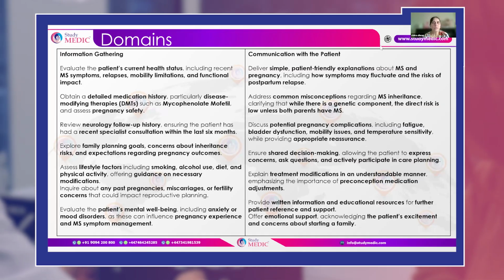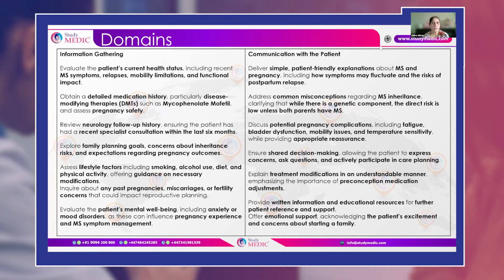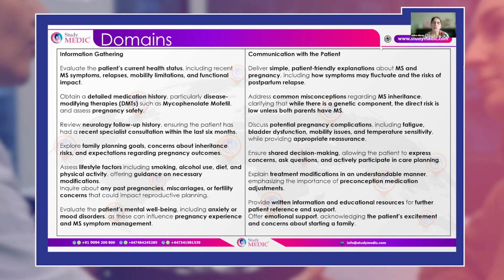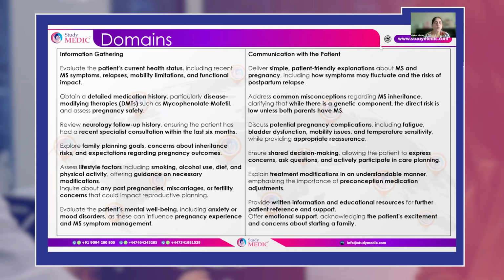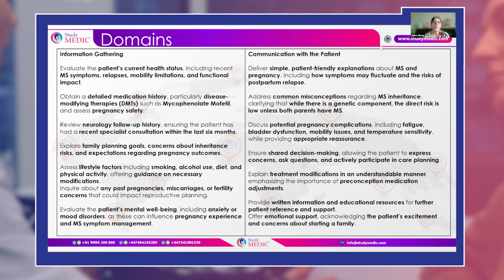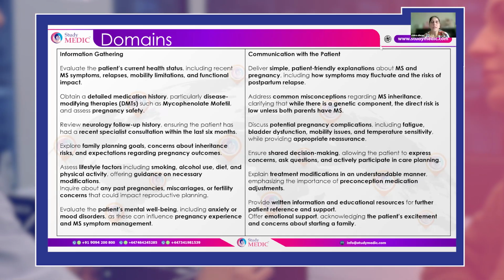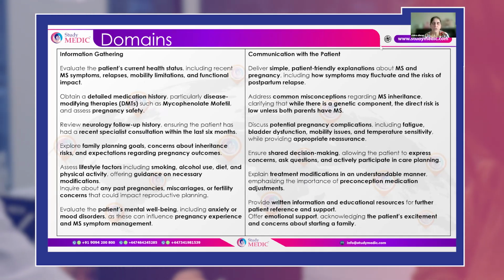Then you need to ask a detailed medical history because, like we saw, most of the medications for multiple sclerosis are not baby friendly or not compatible with pregnancy. So you should be asking about the drugs that she is on, and whether you want to change the drugs. When was the last time that she met her neurophysician or neurologist? And make sure that she has had a recent consultation in the last 6 months.